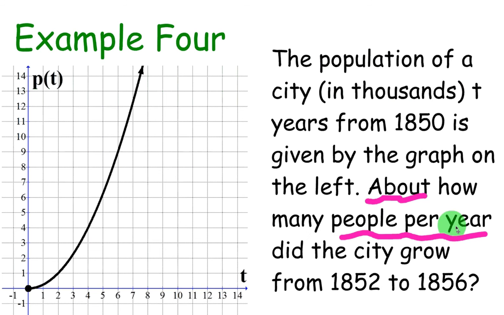About how many people per year? So this tells us, again, this is an average rate of change because it's spanning a length of time, and it's basically change in Y over change in X, or change in people over change in time.